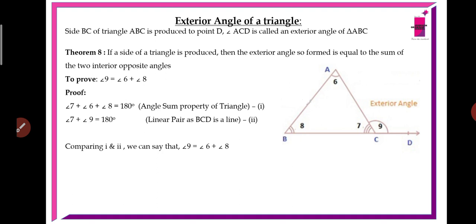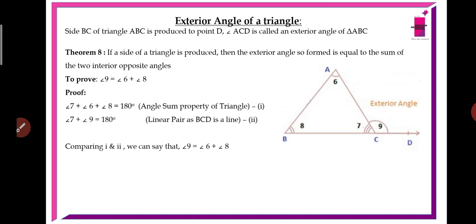So you can see here, in equations 1 and 2, both RHS are equal to 180. So LHS of equation 1 equals LHS of equation 2, because they are both equal to the same value. Equating the equations, angle 7 plus angle 6 plus angle 8 equals angle 7 plus angle 9. You can see 7 is common in both. If I take out 7, I can say that angle 6 plus angle 8 equals angle 9. By comparing 1 and 2, angle 9 equals angle 6 plus angle 8. Hence proved. So the exterior angle property of a triangle is also proved now.